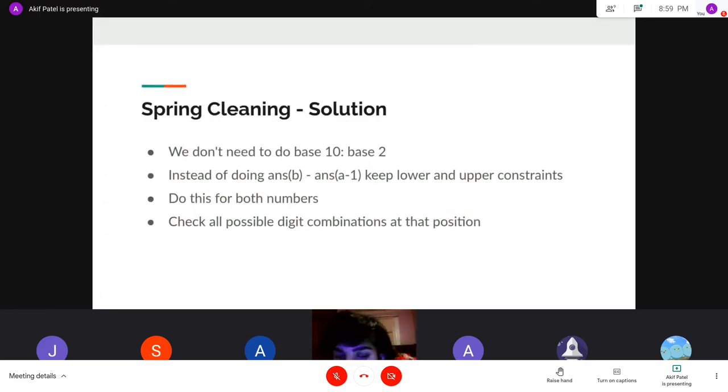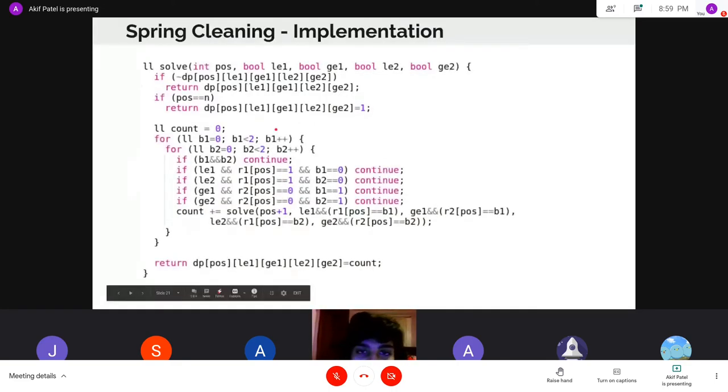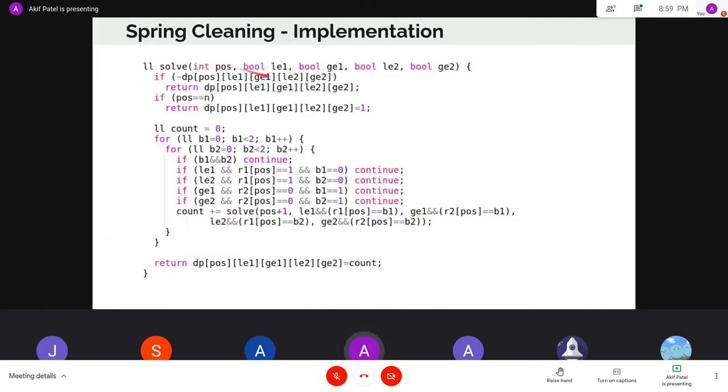Okay, so here it comes out. It looks really messy, but I'm going to walk you through it. This is the position, which position we're at. And then these are our four constraints. This is the lower constraint for A and the higher constraint for A, and the lower constraint for B and the higher constraint for B.